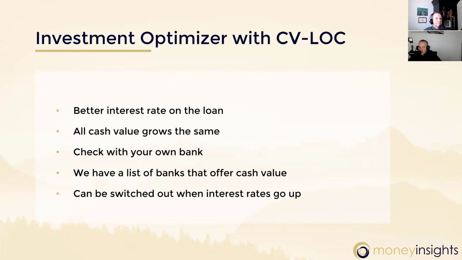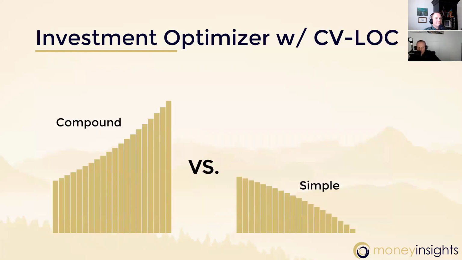One of the other benefits I want to hit on before we get into the example is just the idea of being able to switch out the loan when interest rates go up. Now, instead of carrying it on the cash value line of credit, we can just take it back in and carry it inside the policy. So with that said, Rodney, why don't you show us what it looks like when we add that layer, the cash value line of credit, and are paying a lower interest rate on the loan?